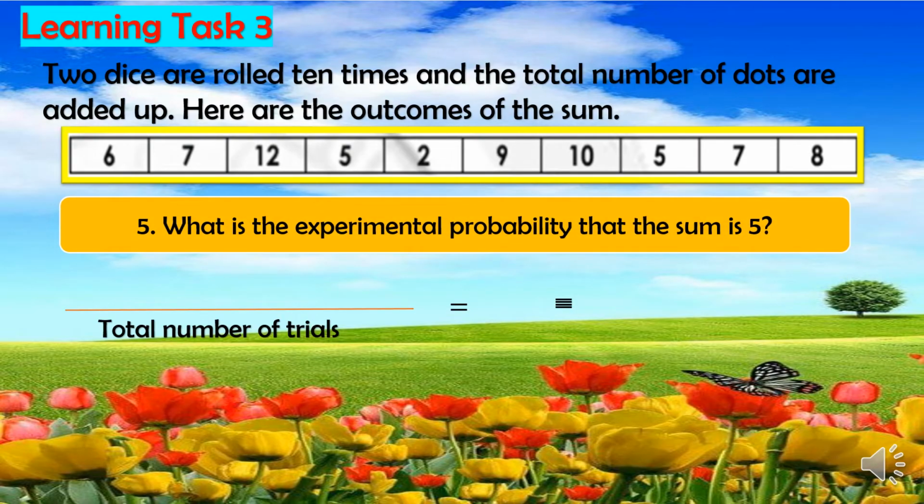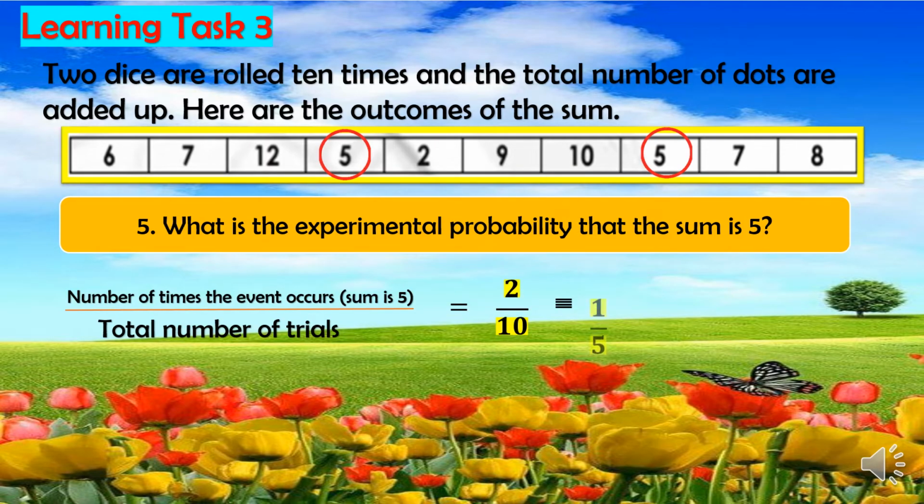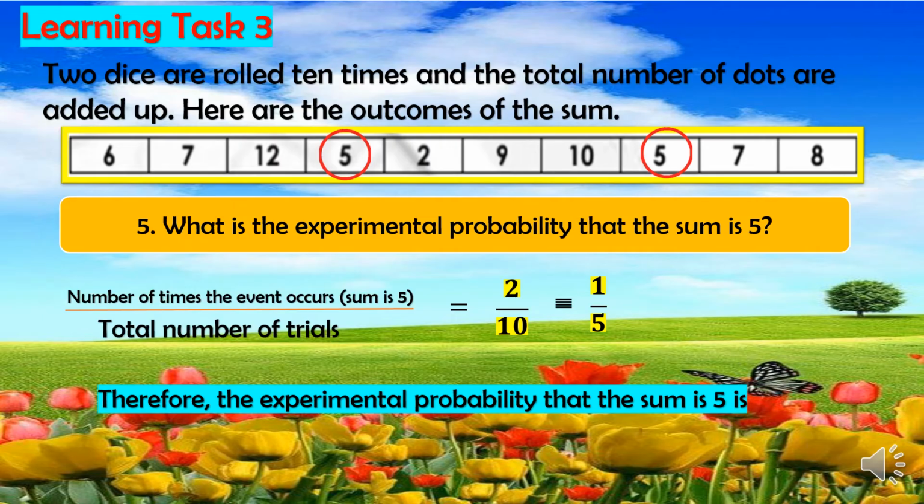Okay, for the fifth question, what is the experimental probability that the sum is 5? So, the formula again is the number of times the event occurs, sum is 5, over the total number of trials. So, ilan ba yung 5 na meron doon sa ating outcome? So, we have 1 and then 2. So, that means we have 2/10, or that is equivalent to 1/5. Therefore, the experimental probability that the sum is 5 is 1/5.